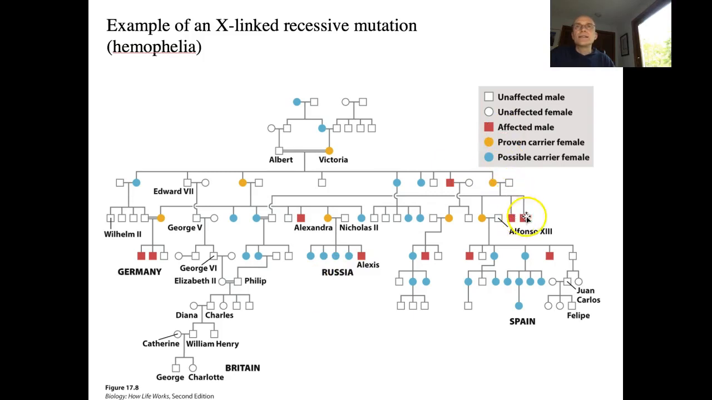And in this case, you see the affected males. These are all affected males. And then some must be proven carrier females. So for example, in this case, she must have been a carrier, even though we may not have genotyped her, because Alfonso the 13th was not affected, yet two of his sons had the trait. And so that's a way how you can analyze this.